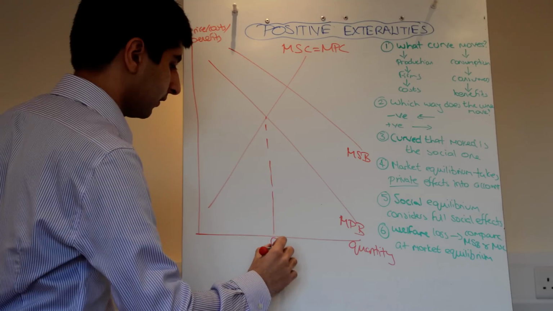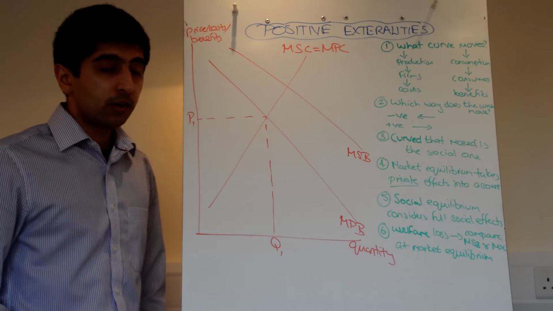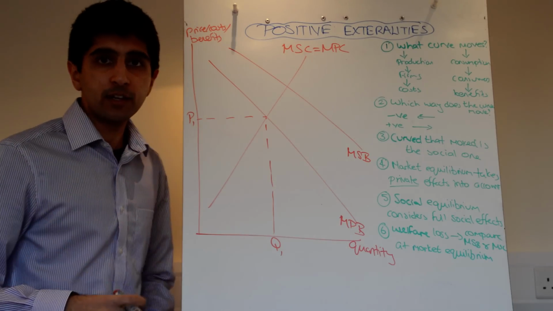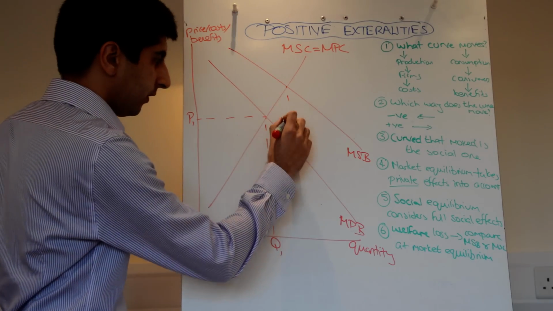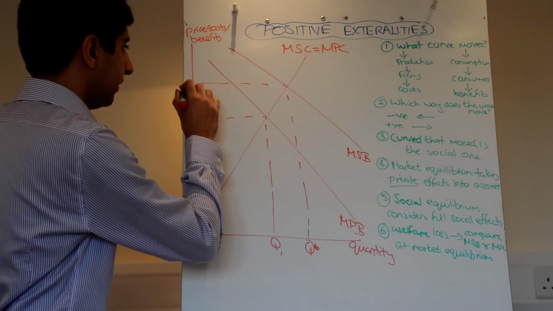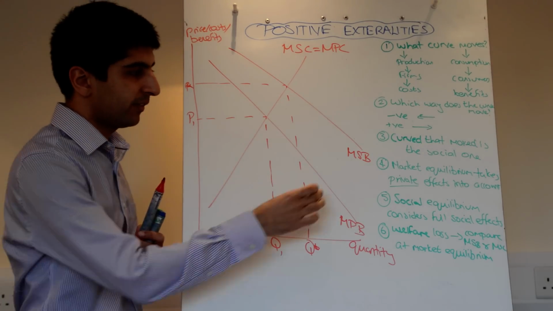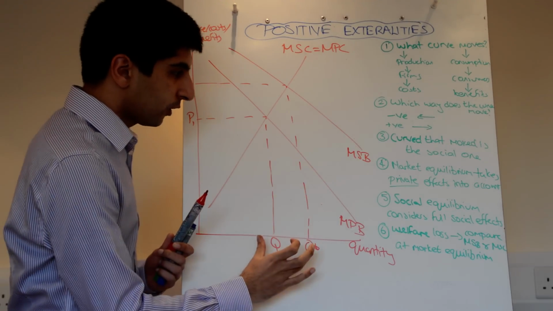So that leads us to this equilibrium, which is the market equilibrium here. But when the social equilibrium is considered, which takes into account all the externalities, it takes us to this social optimum, which is Q star and P star. So the social benefits here include the positive externalities in consumption. So there's a social optimum there.